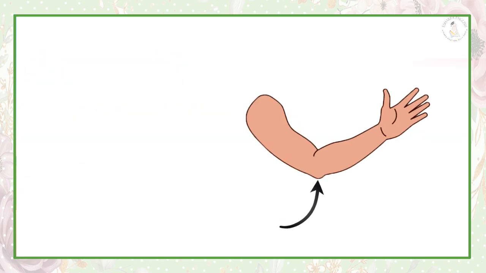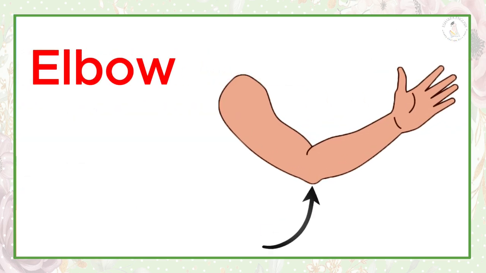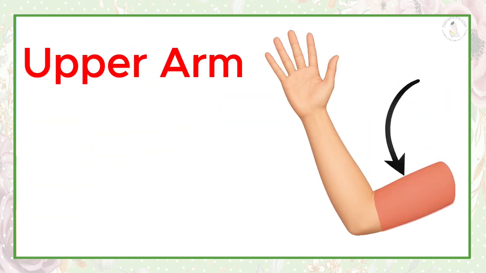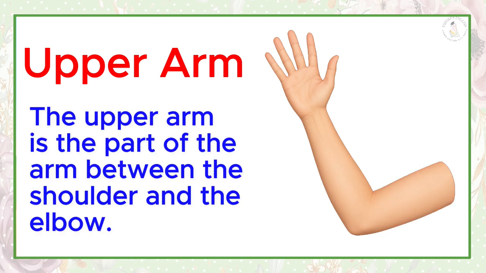Elbow. The elbow is the joint that helps bend the arm. Upper arm. The upper arm is the part of the arm between the shoulder and the elbow.